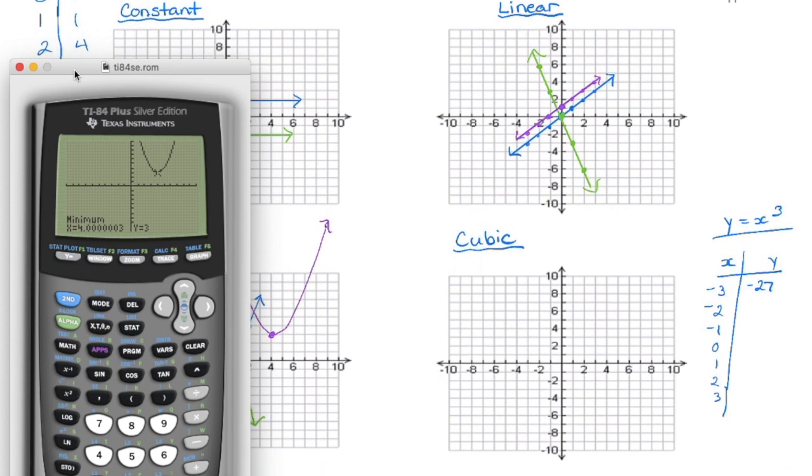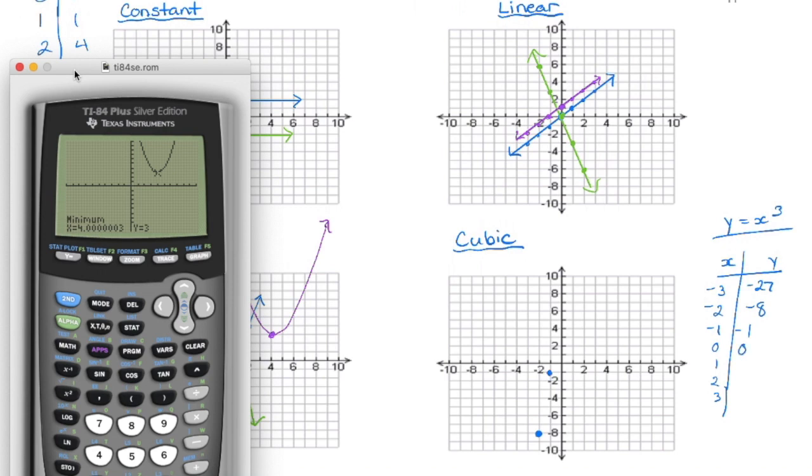-2 cubed is going to give me -8. That one I can plot. So when x is -2, y is -8. That point would be there. -1 cubed is -1. So when x is -1, y is -1. So we're going to put that there.